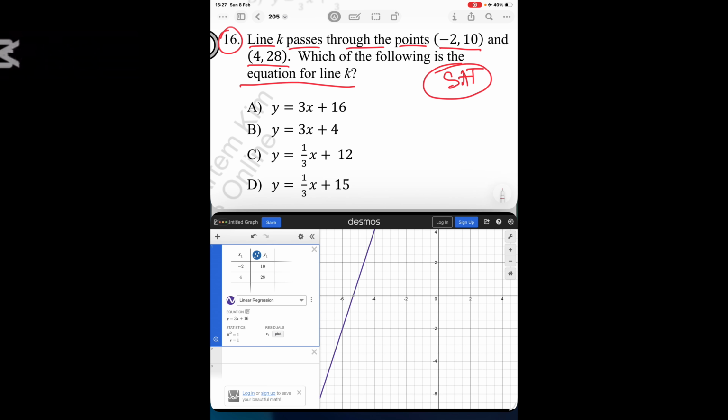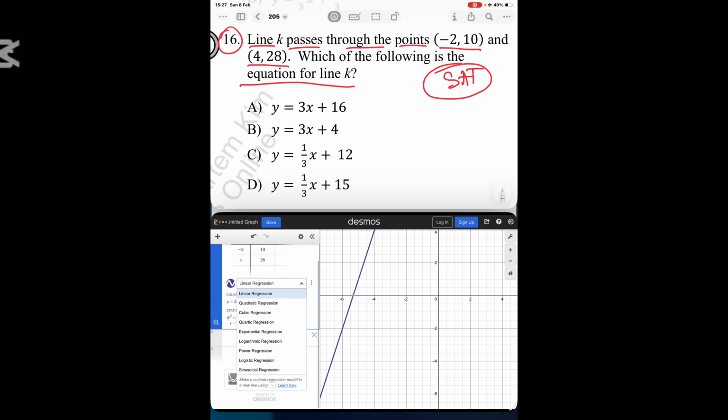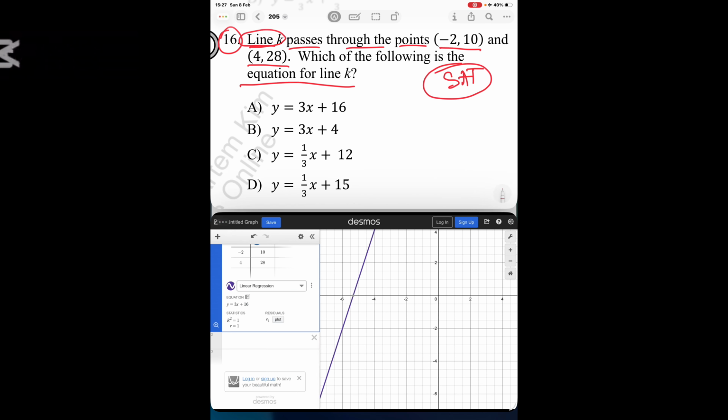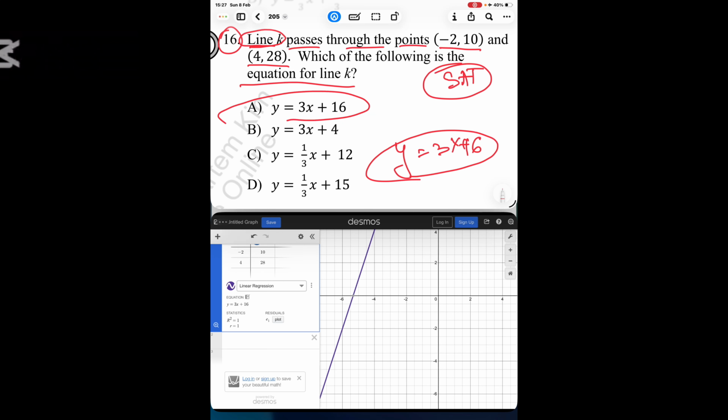From the regressions, we can just select linear regression because it is a line. It says the value of this expression is going to be 3x plus 16. So as you can see, the A choice gives us exactly the same expression, right? So that's it. The 416 is going to be A choice.